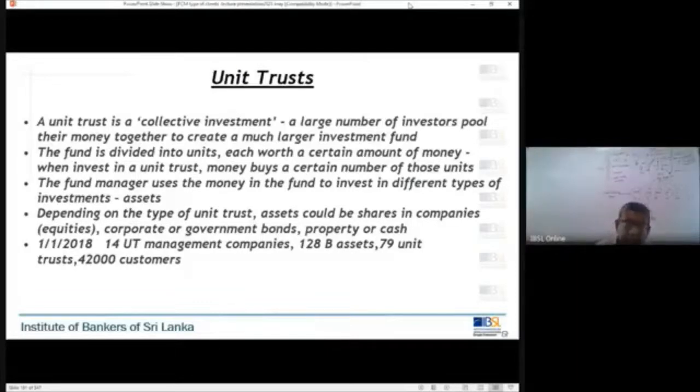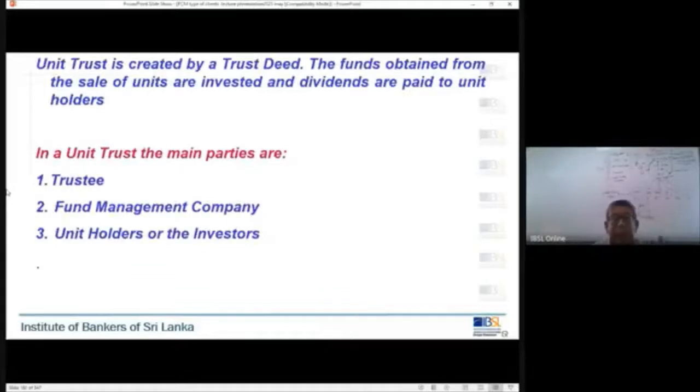In the Sri Lankan market, the central bank as well as the Ministry of Finance want to popularize unit trusts in Sri Lanka. Okay, so then what happens? They enter into a trust deed. Now, there are three parties involved. Who are the parties involved?